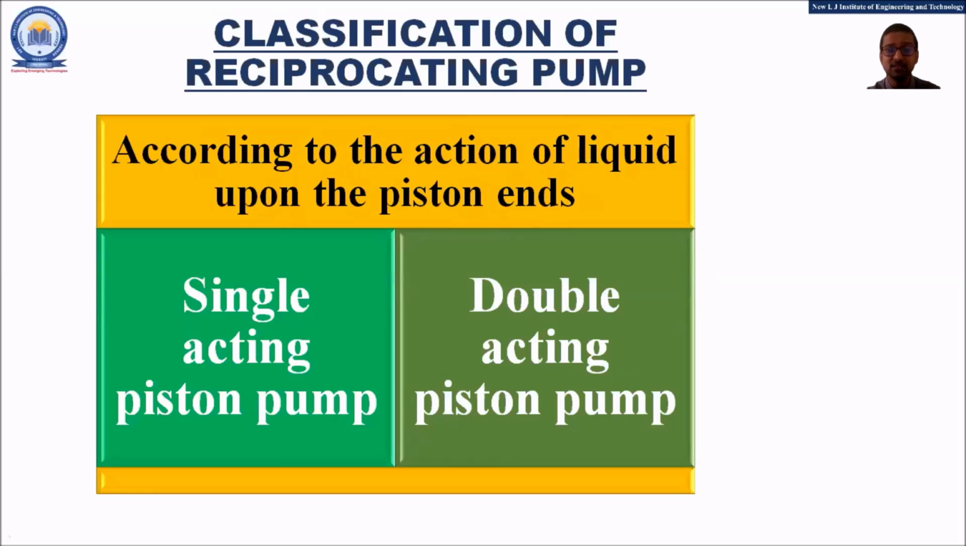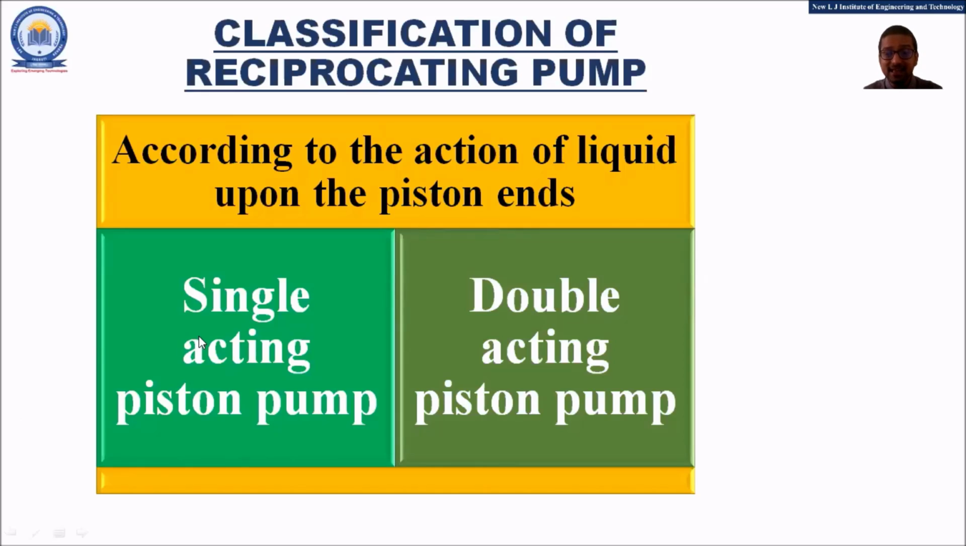The next classification is done according to the action of the liquid upon the piston ends. How the liquid is acting on the piston ends. The types of the reciprocating pumps according to this parameter are the single acting piston pump and the double acting piston pump. Try to understand the names.